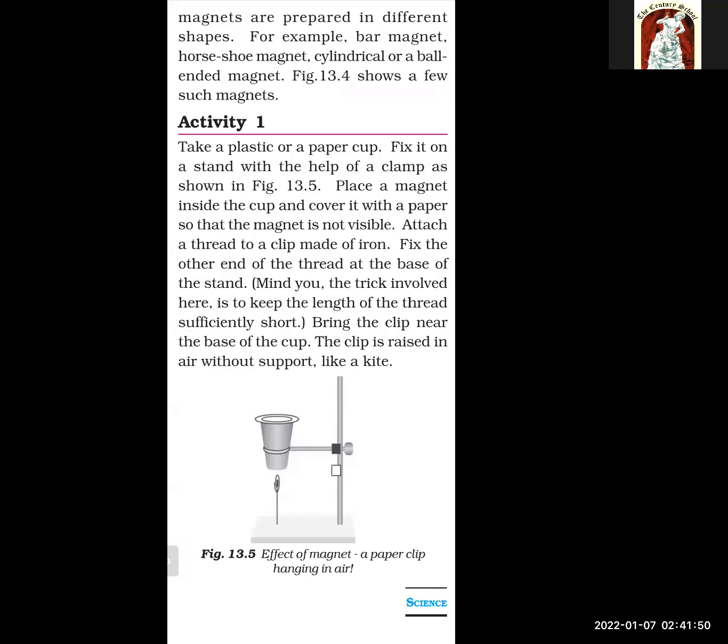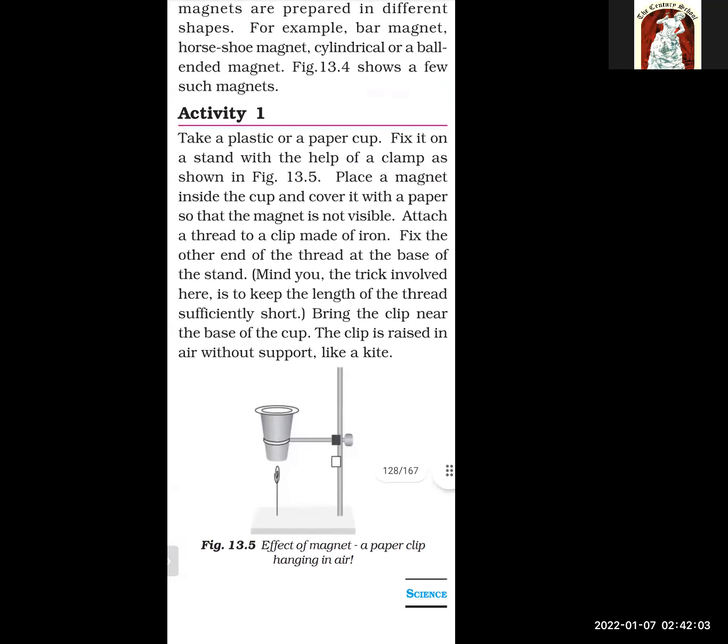We will put the magnet into the paper cup, and then we use the metal clip made up of iron, and tie the thread to the metal clip. Mind you, the trick involved here is to keep the length of the thread sufficiently short and bring the clip near the base of the cup, and the clip is raised in air without support like a kite.